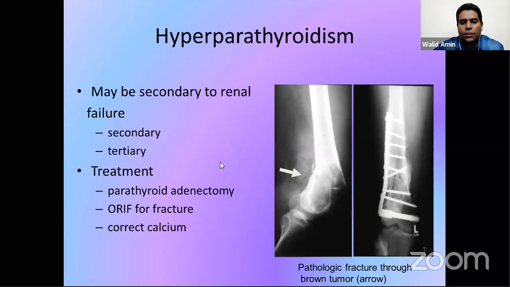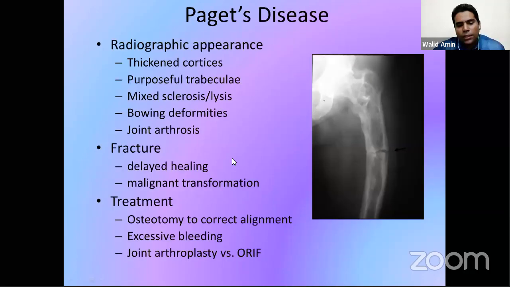The other cause is Paget disease. There are thickened cortices in Paget disease, and there are coarse trabeculae, and there is mixed sclerosis and lysis, and there is bowing deformity and joint arthrosis. For the fracture in Paget disease, there is delayed healing and maybe malignant transformation. The treatment may include osteotomy to correct alignment, and there is excessive bleeding noticed with surgery, and we can use joint arthroplasty versus ORIF for the fracture.